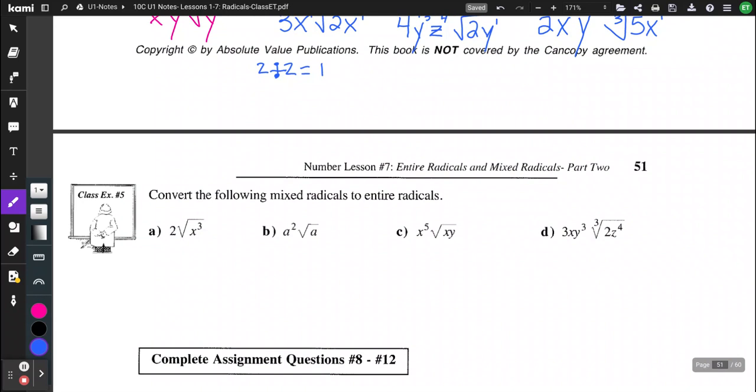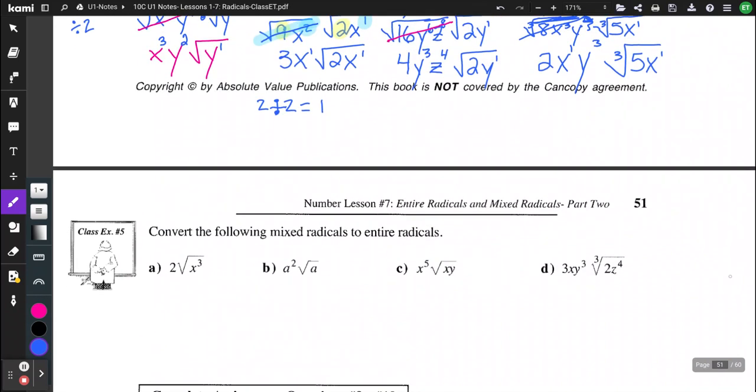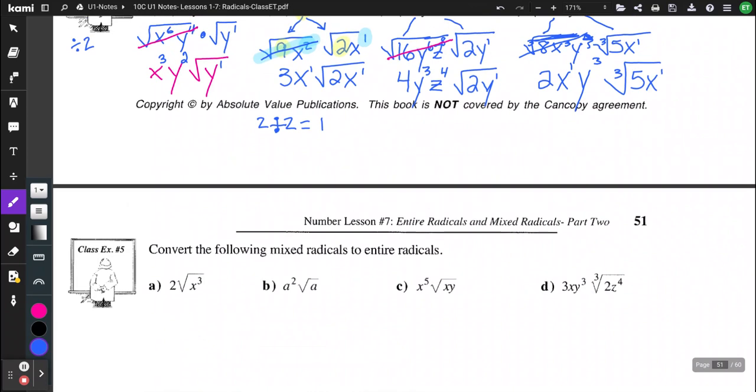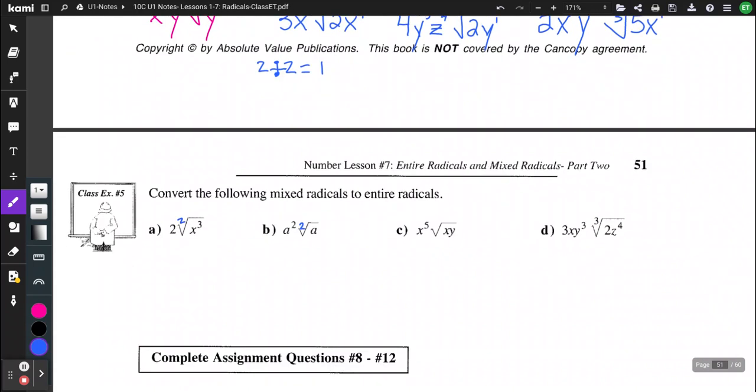Last 4 examples. These ones we're going to do the opposite of what we just did. So we're taking what's outside, and now we're going to bring it under. So instead of dividing by the indexes and breaking them into groups, we need to be able to multiply by the index. So this guy's index is a 2, so I'm going to be multiplying by 2, same as this guy, and same as that one.